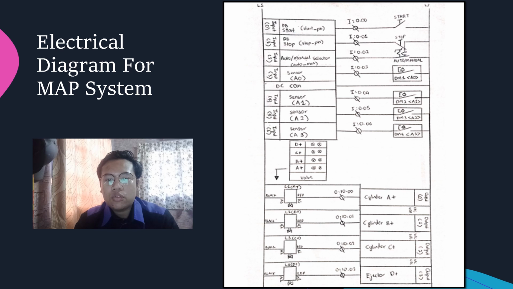The flow moves to cylinder A plus, which is output 0, and the address is 10.00. Then the flow goes through the valve, whose symbol is shown in the above diagram. It is also the same with cylinder B plus and cylinder C plus. For ejector D plus, output 3, the address is 10.03. The flow then moves to the D plus valve. Last but not least, the flow goes back to the first step in order to continue the process.